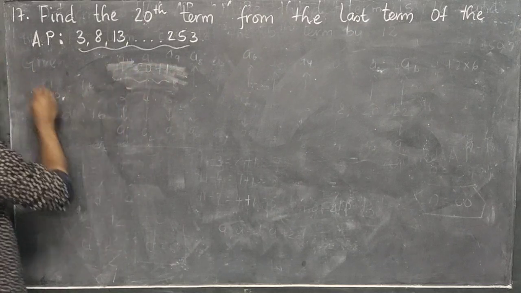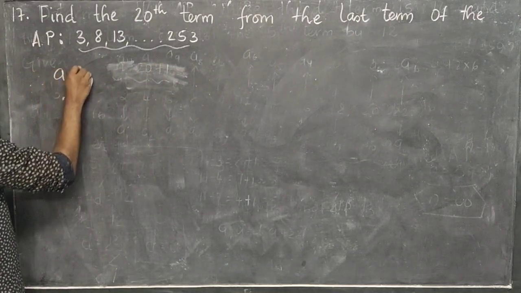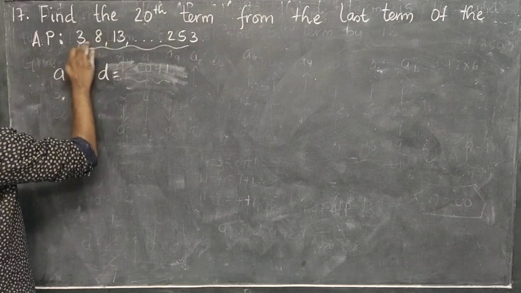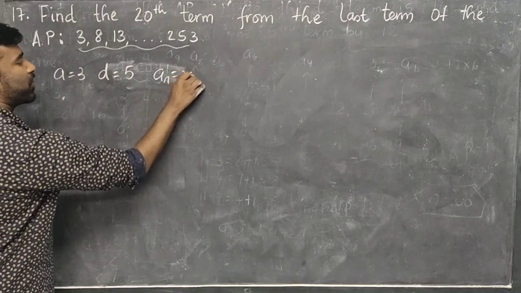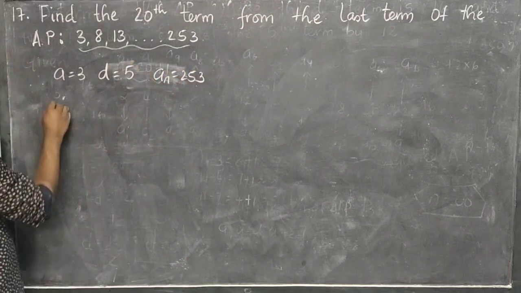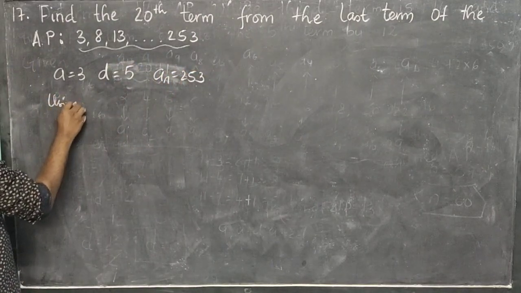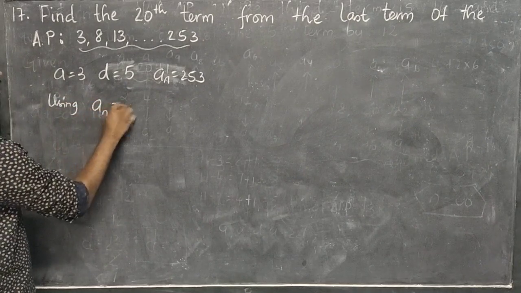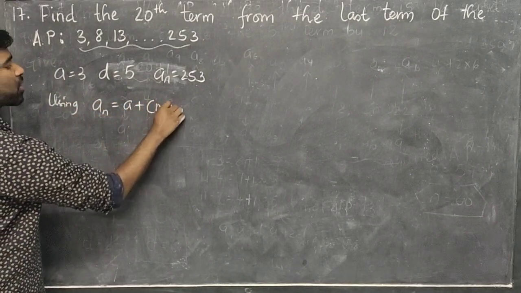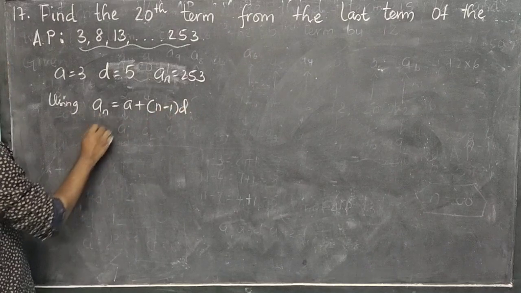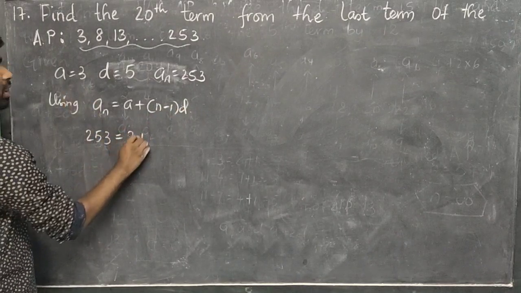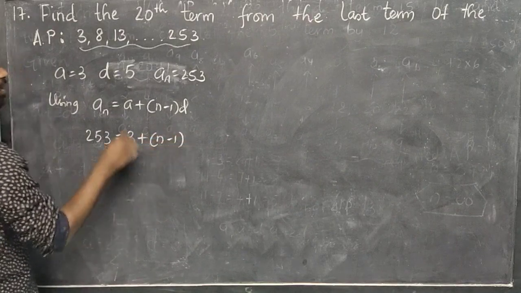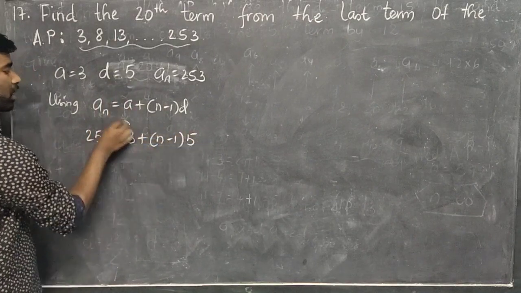Now what shall we do now? For the given AP, a equals 3, d equals a2 minus a1, that is 8 minus 3 is 5, nth term equals 253. Now using the an formula, an equals a plus n minus 1 into d. What is an? 253, which is equal to, what is a? 3 plus n minus 1 into, what is the value of d, which is equal to 5.